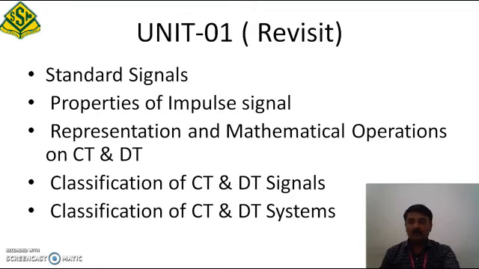Okay, let's move to the second unit. The second unit focuses on the analysis of CT signals based on the Fourier series. We studied different types of signals in the first unit. Now we are going to study representation of signals using basis signals like sinusoids or complex signals. Basis signals like sinusoids or exponentials are very important terms here. Since sinusoids and complex signals are periodic, we are going to concentrate only on periodic signals.